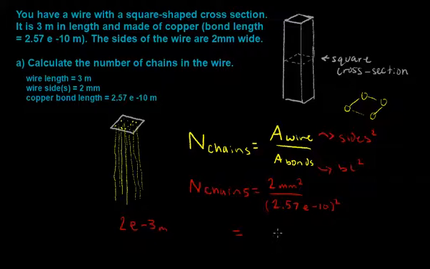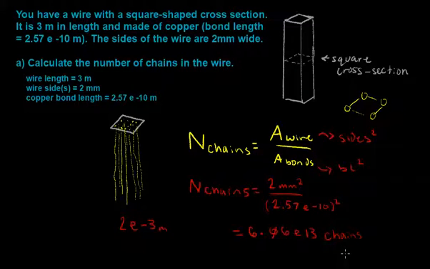that the number of chains is equal to 6.0, this is a 0, 6 times 10 to the 13th chains. So this huge number of just chains of bonds going down this wire, completely filling up this square cross section.